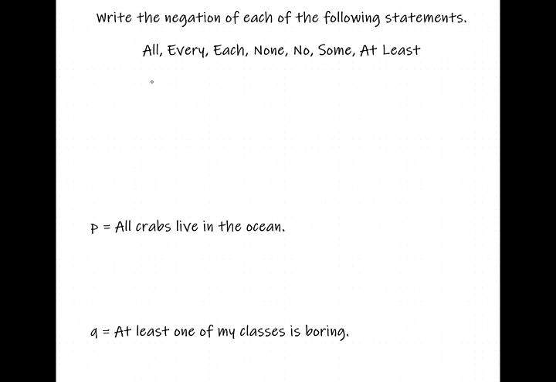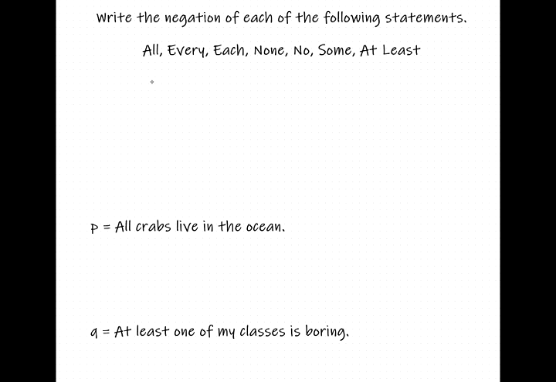There's universal quantifiers, which tell you exactly how many objects are being referenced. For example, if you have a group of 4 objects, the word all means exactly 4. Every means exactly 4. Each, 4. None or no means exactly 0. But if you have some objects out of 4, well, that could be 1 or 2 or 3 or 4, and same thing with at least.